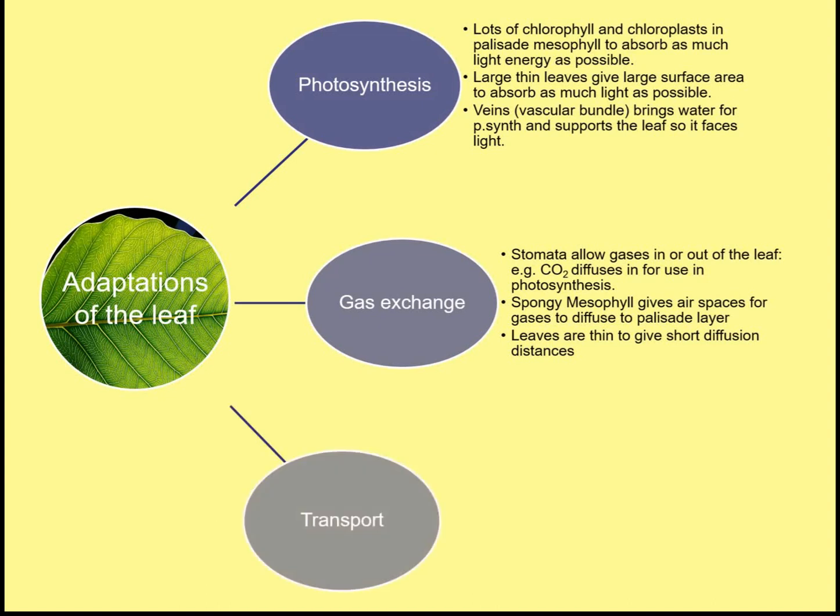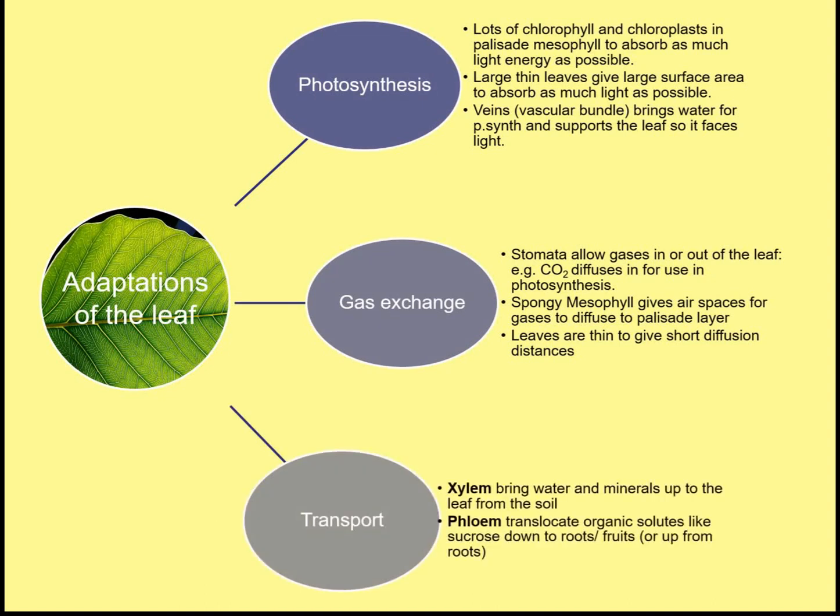And then transportation, you've got the xylem bringing the water and minerals up from the soil towards the leaf, and you've got the phloem vessels translocating organic solids like sucrose down to the roots from the leaf when the leaves are doing lots of photosynthesis, or towards the fruits, or up from the roots, say, during the spring. So if you've not got those ideas, you might want to pause the video now and just add any more little points that you've got there.